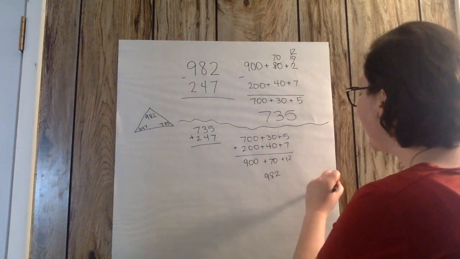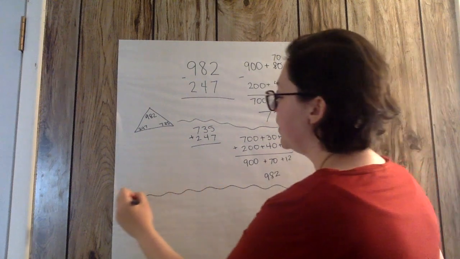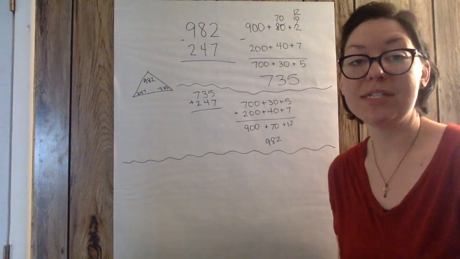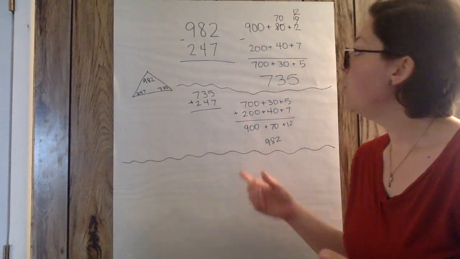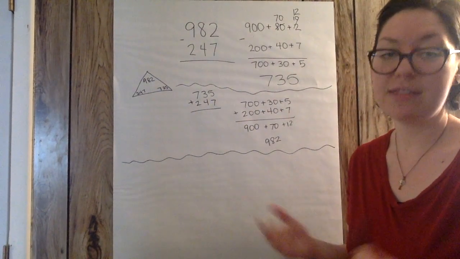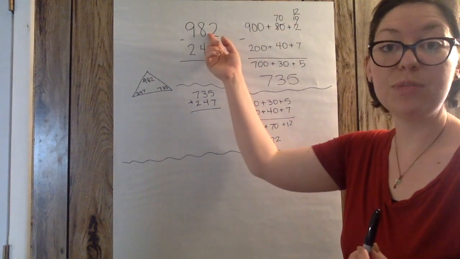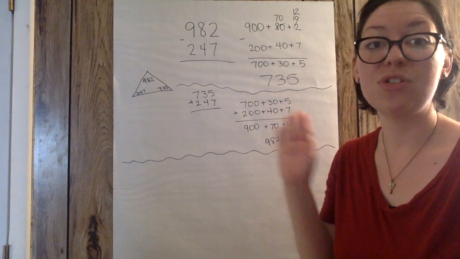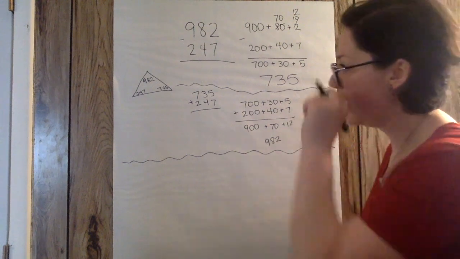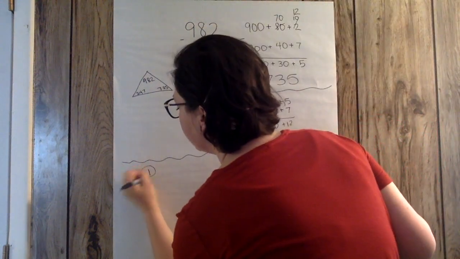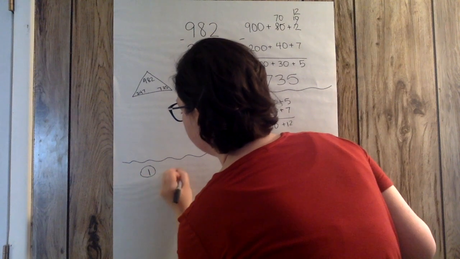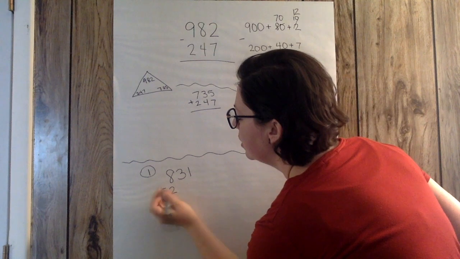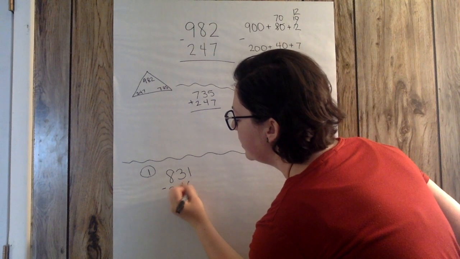Yay! So now, after we've done our expanded form, I'm going to give you two math problems that I want you to work out, okay? One of them is going to look very similar to this. You're going to have to regroup. And the other one might be a little trickier because it's got an extra place value. It's got the thousands place, okay? So the first one over here is going to be 831 minus 246.